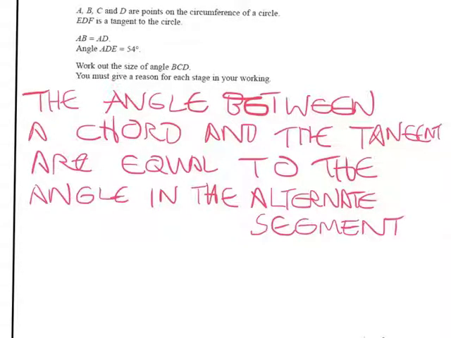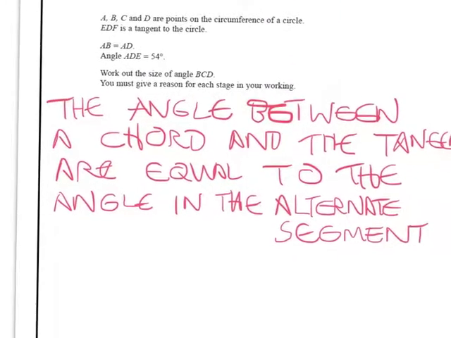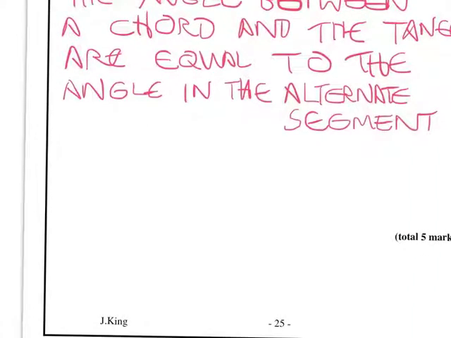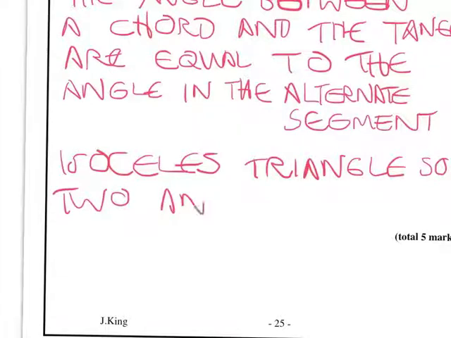Okay, so that's one rule that we've used. Once we got that, that gave us the 54, but we can also see there's another 54 because of the isosceles triangle, so we need to write that down as well. So there's an isosceles triangle, so two angles are equal.